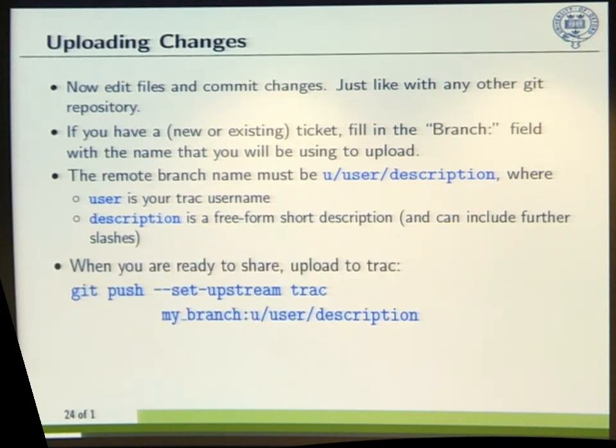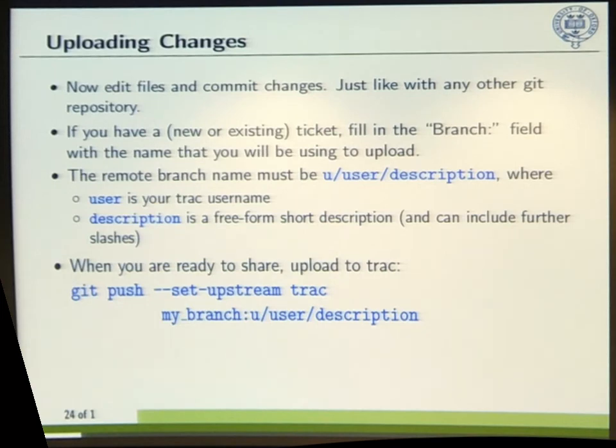And then you'll have your local branch of some feature, and you can just upload it to that remote branch name. It's important that your local name can be anything, but the remote name has to be this u / your Trac username, because that's the only place where you actually have write permissions. If you want to push it to anything else, it'll fail.